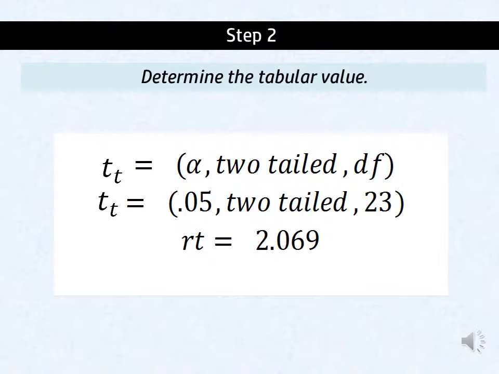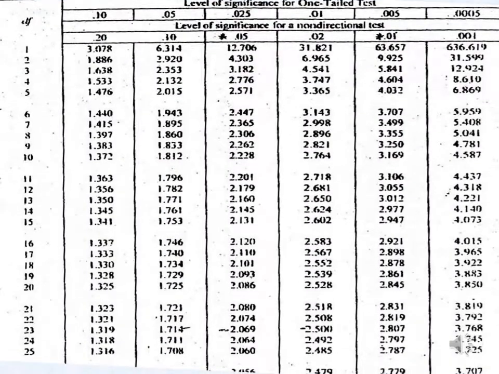Step 2. Determine the tabular value. In order to determine the tabular value, you must calculate the degrees of freedom and know the level of significance and its tail test.